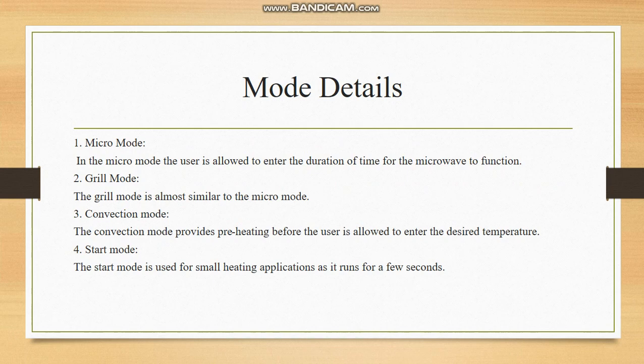If we look at the details of the different modes, in the micro mode the user is allowed to enter the duration of time for the microwave to function, and the grill mode is much similar to the micro mode. In convection mode, preheating is provided before the user is allowed to enter the desired temperature. And the start mode is only used for small heating applications as it runs only for a few seconds. So let us look at the project implementation.